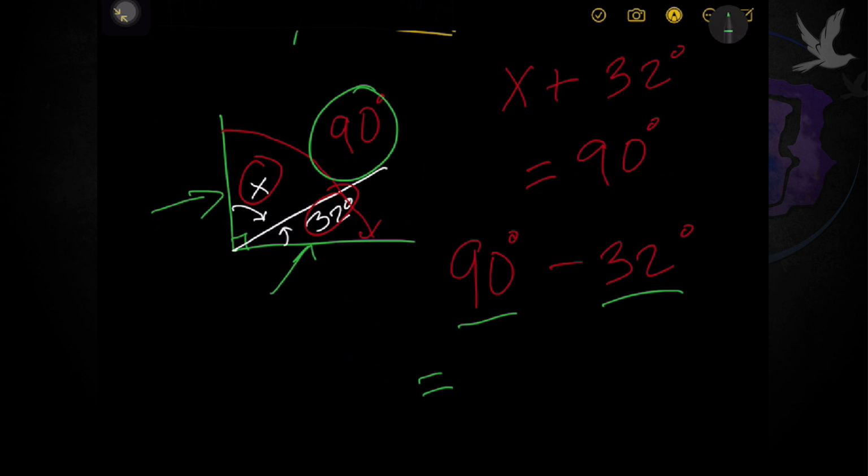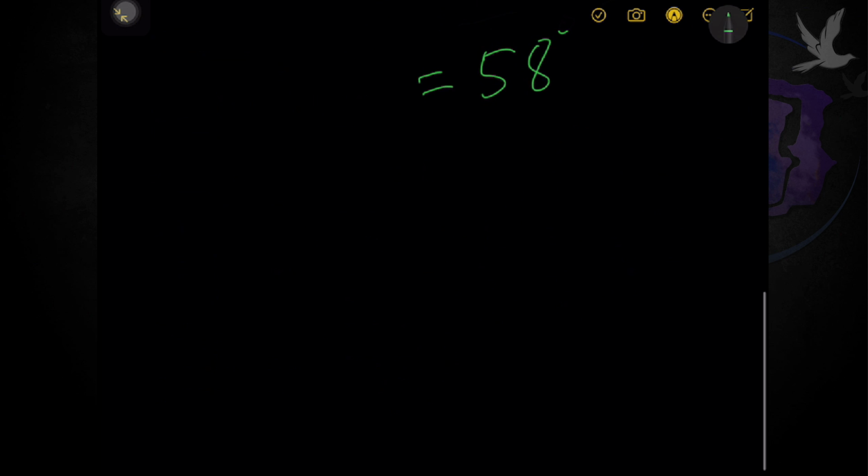And what is 90 minus 32? 90 minus 32 will give you 58. And then again, like what I usually remind you, do not forget about the unit. In this case, it's degree. Else, your answer will be wrong. 90 minus 32 will give you 58 degrees. That's how you basically solve a missing value of a certain angle, which is in this case a right angle. Okay, another example.